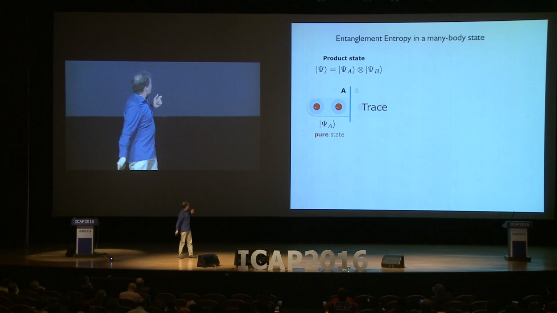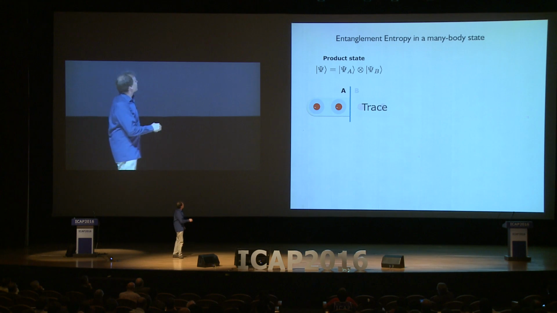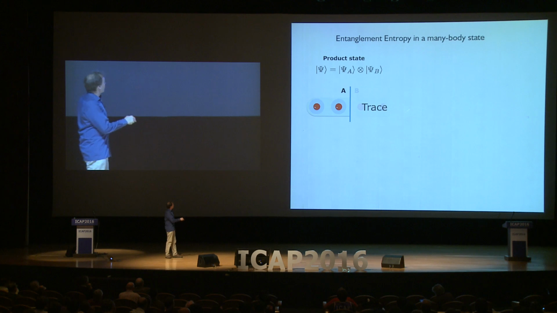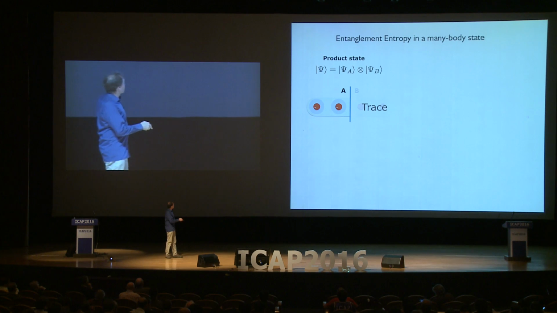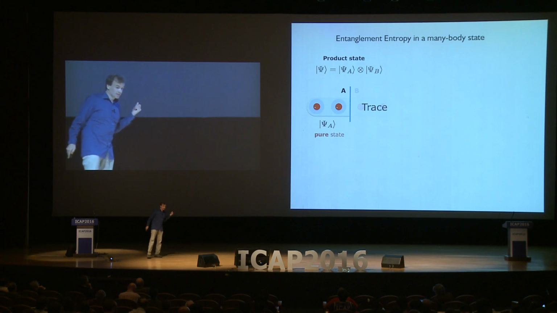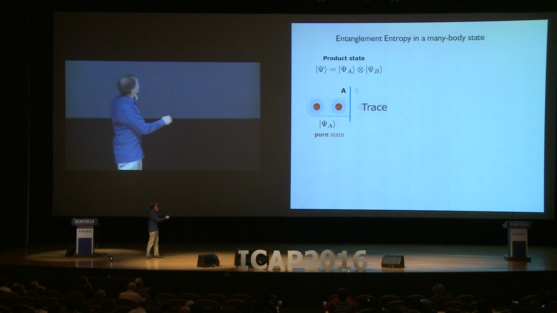Okay? So the clicker has problems today. So if I then trace over one part of the system, because the state is separable, this state will remain a pure state.